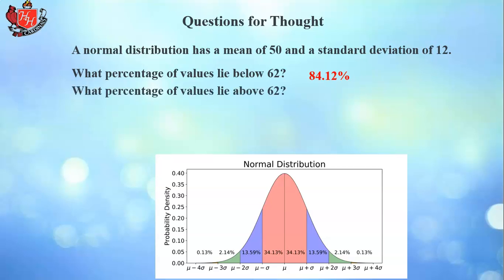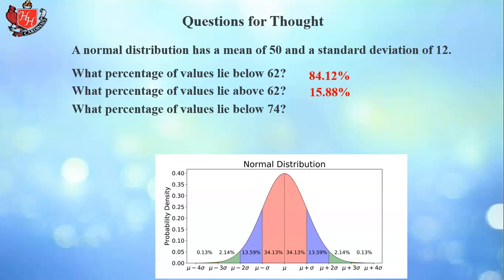What percentage of values lie above 62? Well, one thing you can simply do is you have to have 100% of the values. If you add up all of these percentages, it has to add up to 100%. So you could simply say 100 minus 84.12 equals 15.88. The other thing you could do is simply add 13.59 plus 2.14 plus 0.13, and that will give you 15.88 also.